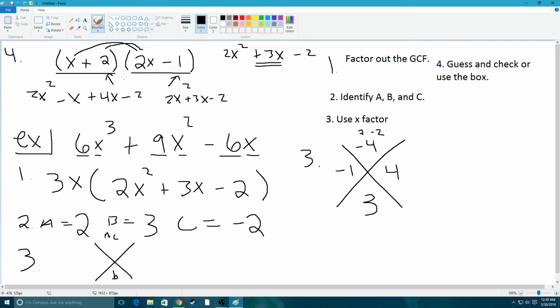So you can guess, and you could be wrong several times. And you could just keep changing the numbers until it works out. The way I would tell you, the most important thing is to know that these two have to multiply to equal your first term. And then these last two have to multiply to get your last term. And you just kind of play around with the order and the signs until you get it to work.